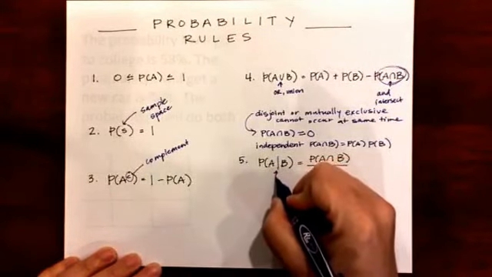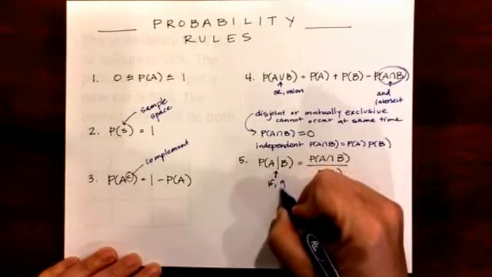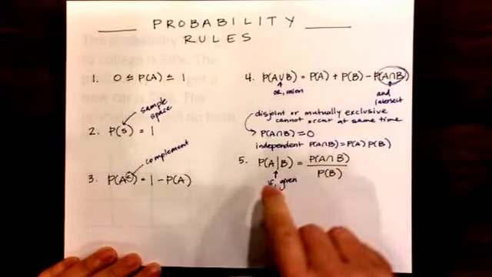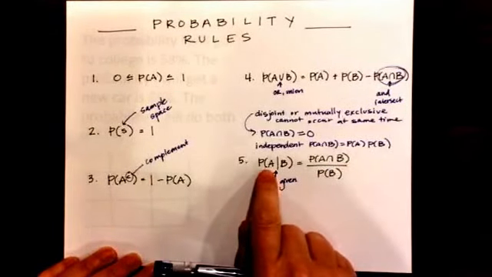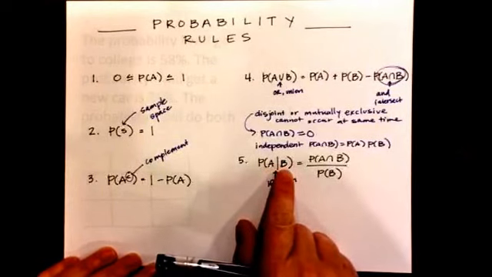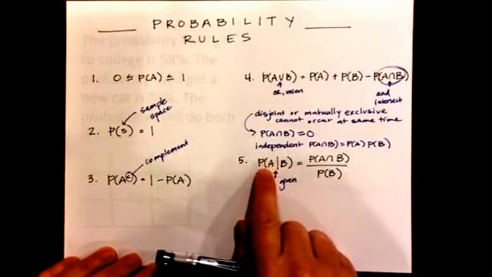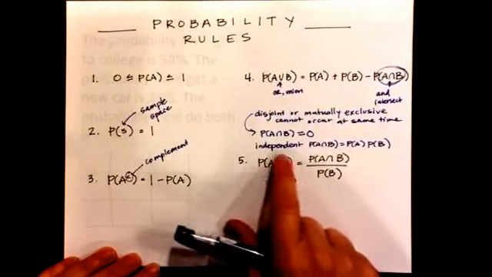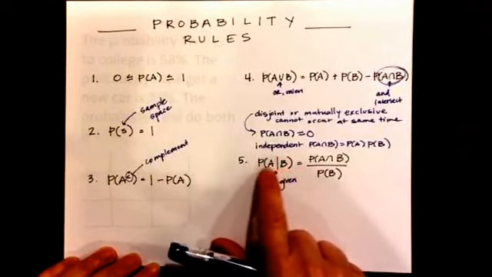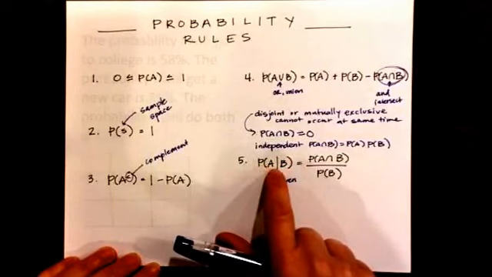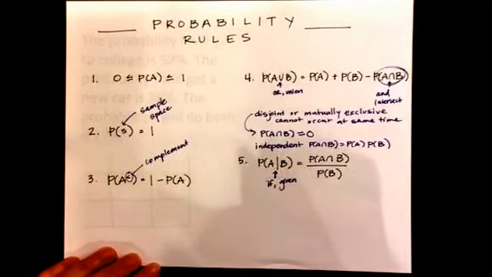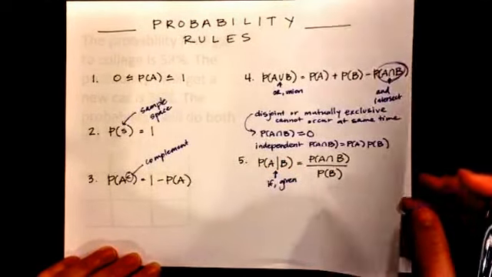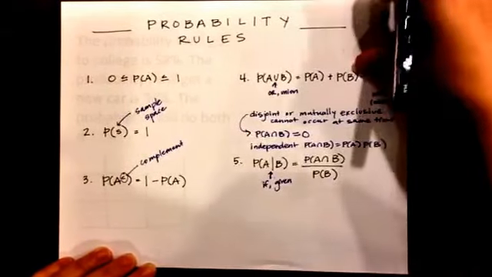So this symbol right here, this means if or given. And so what you're saying here is that A will occur if B has already occurred. A will occur given B already occurred. So conditional probability is saying that the conditions are A is going to happen only if B happened first. Okay? So those are the basic 5 probability rules. Let's go ahead and do a couple of examples.